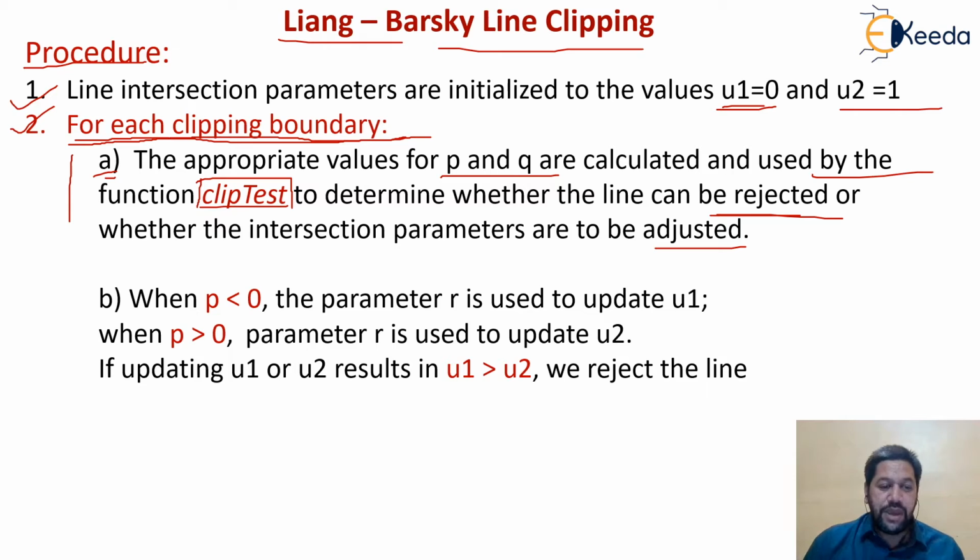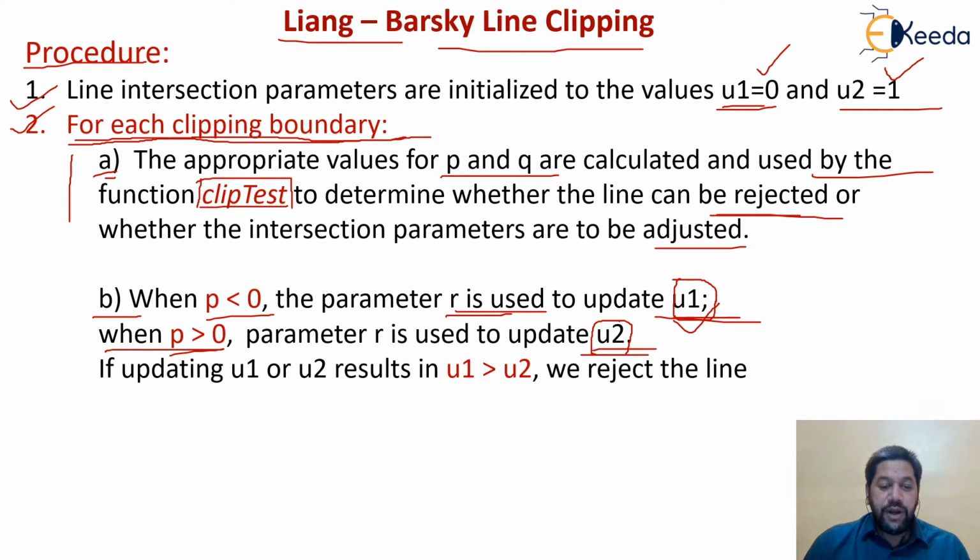Step B. Just now we have seen that when p is less than 0, the parameter r is used to update u1, and when p is greater than 0, the parameter r is used to update u2. So we are updating, or recalculating, the values of u1 and u2, because their initial values are 0 and 1. It depends upon whether p is less than 0 or not. If p is less than 0, parameter r is used to update u1, and when p is greater than 0, parameter r is used to update u2.